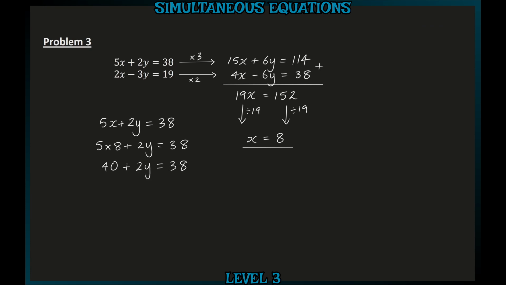We can now start solving this by removing this 40 from the left, and we can do this by subtracting 40 from the left and doing the same on the right. On the left, the 40 and the minus 40 cancel out, so we're just left with 2y, and on the right, 38 minus 40 is minus 2. Finally, we can solve this by dividing by 2 to remove the times 2 in front of the y, and doing the same on the right. And on the left, the times 2 and the divide by 2 cancel out to leave us with y, and on the right, minus 2 divided by 2 is minus 1. So y is equal to minus 1.